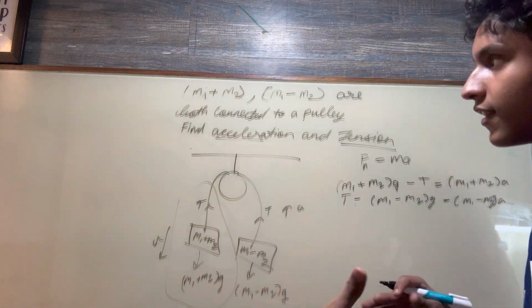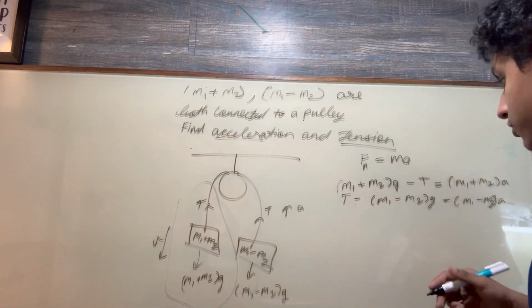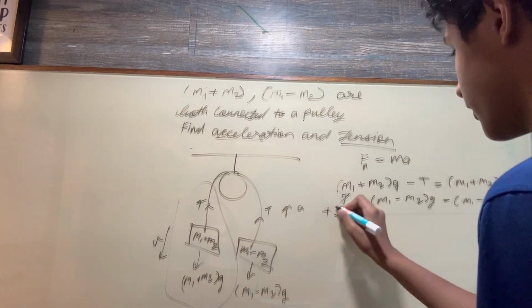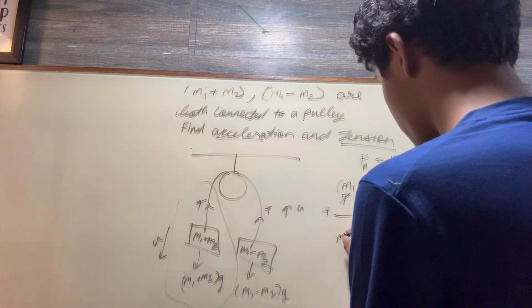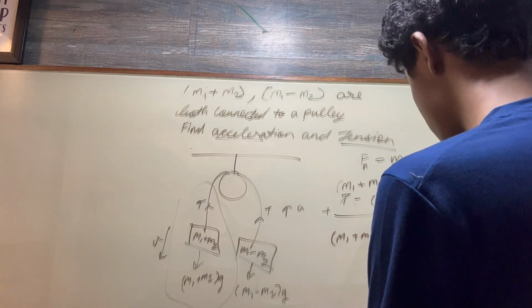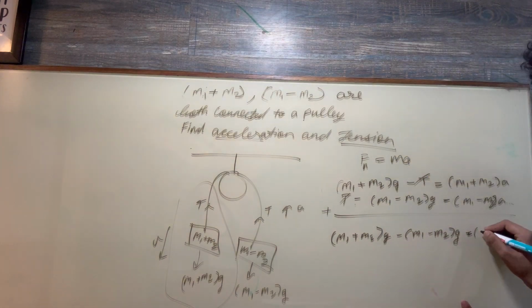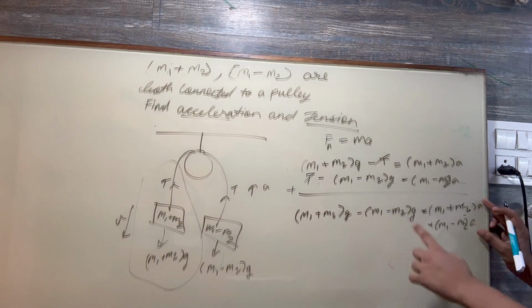If it seems like I'm going way too fast with this video, you should probably watch my last video, because you'll understand all of this much better if you don't know the concept. Now we add both of these equations, so the tension cancels. We get (M1 plus M2)g minus (M1 minus M2)g is equal to (M1 plus M2)a plus (M1 minus M2)a. I can take g common on one side and a common on the other.